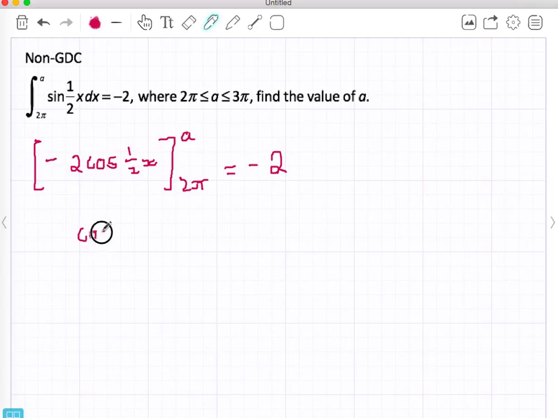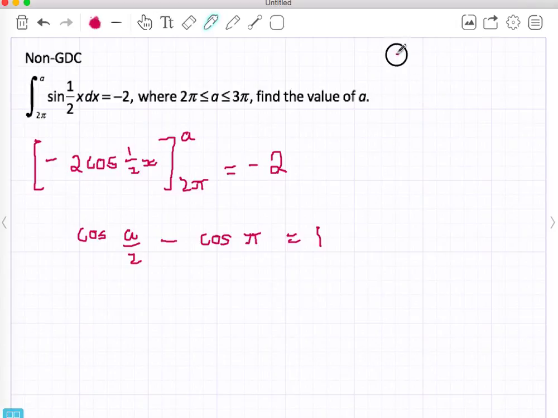So basically I've got cosine half of a, so a over 2, take away cosine half of 2 pi, which becomes pi. And remember I said I was going to divide this by -2 and this one by -2, so it becomes 1. Now cosine pi, this thing in here, becomes -1.